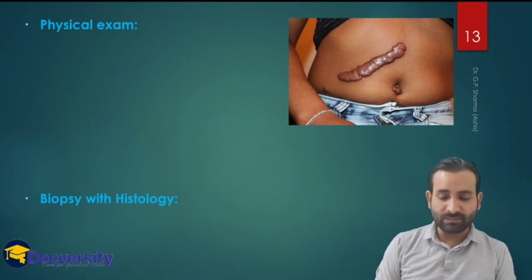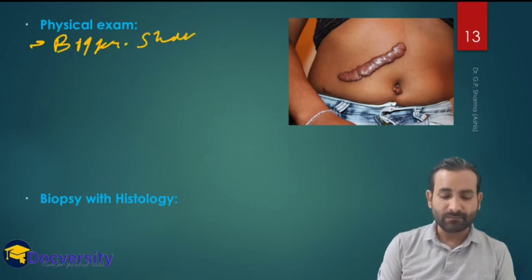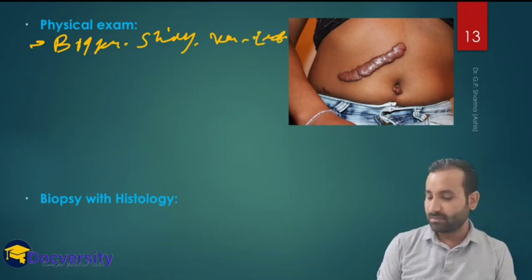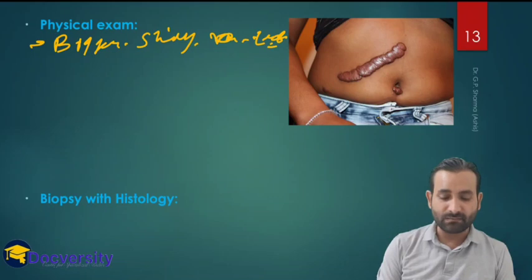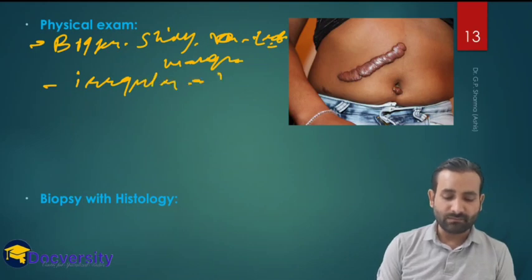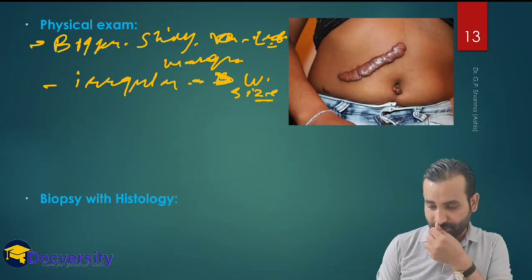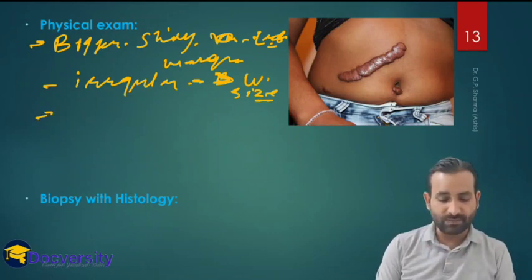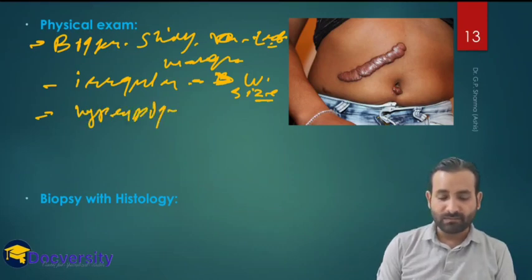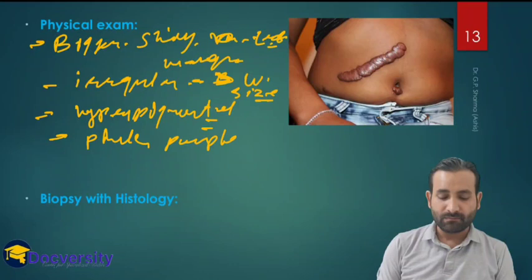Hope you understand. And what do we see in the physical exam? In the physical exam, it is easy. You will see a bigger, shiny lesion with a tender margin, and it is irregular. The size is bigger than the wound size. You will see these features of the keloid. It is also hyperpigmented. Another point you have to remember is that it is pink and purple. Hope you understand. So these are the findings. Pruritus is also present over here.